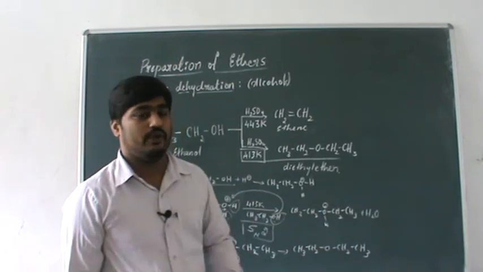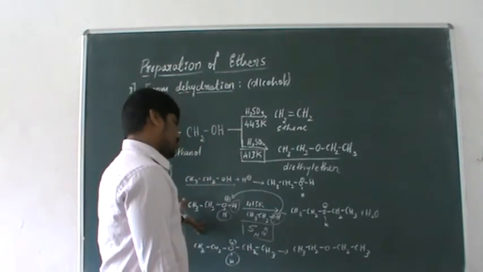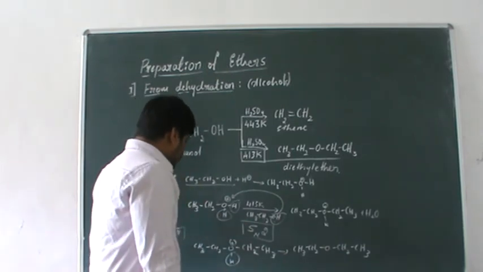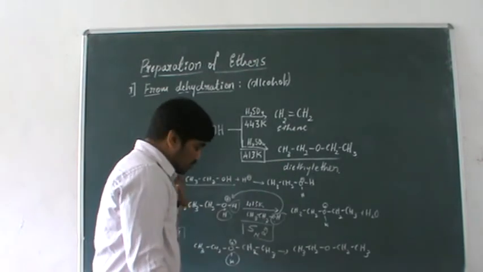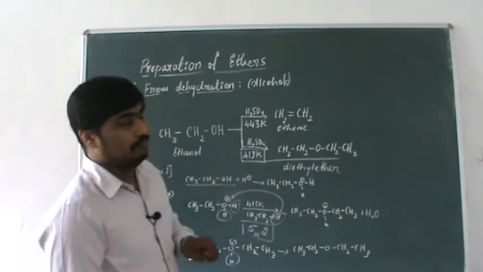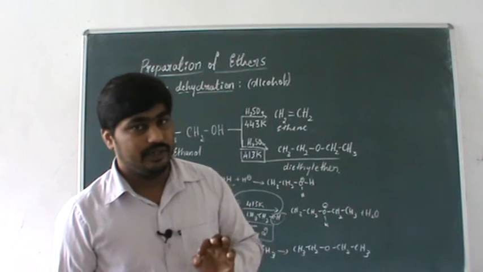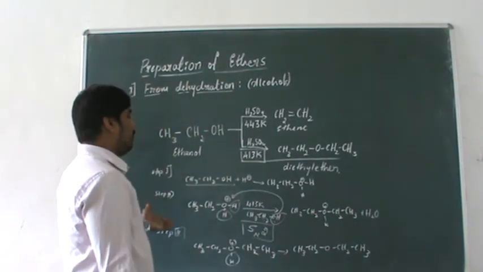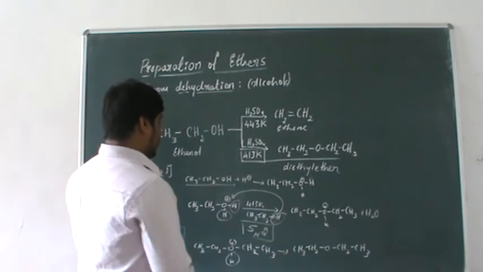It follows SN2 and it requires a smaller amount of heat. That is the very important thing in this reaction. Please remember, it follows SN2. The alcohol should be primary, and 413 Kelvin is the temperature needed. So these are the very important things under this reaction.